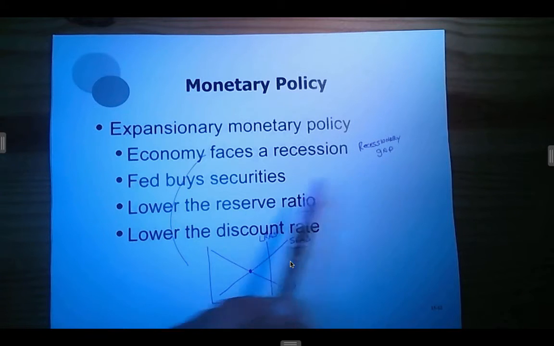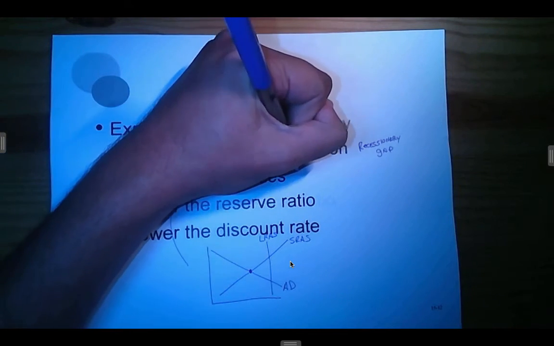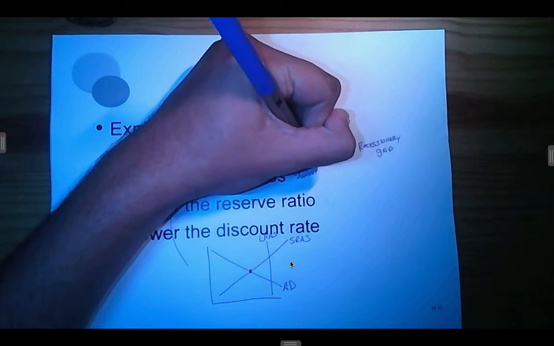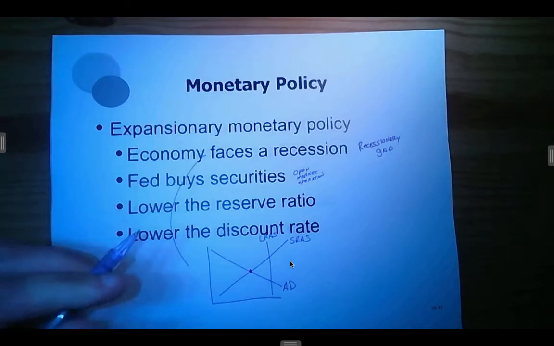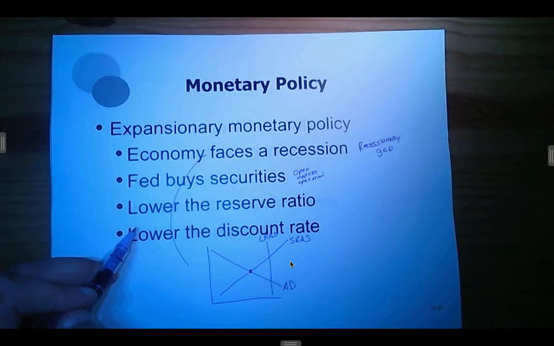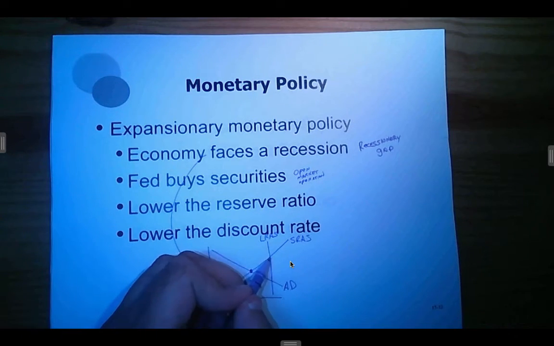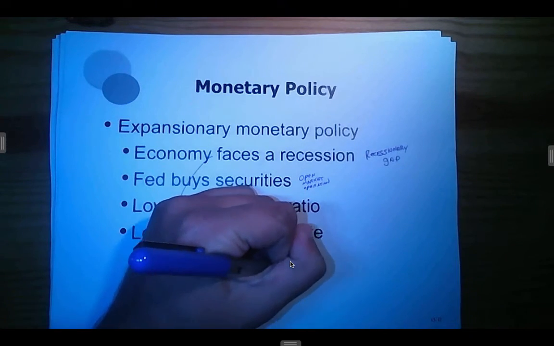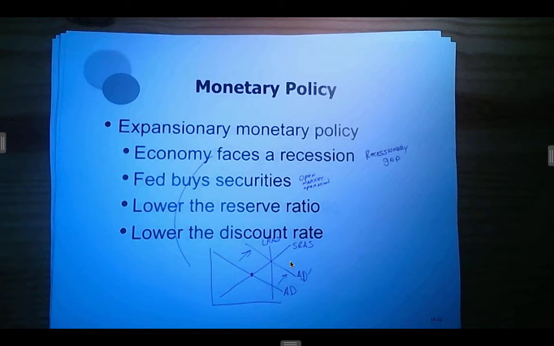So what would they do? They would either buy securities, that's our open market operation, they would lower the reserve ratio, or they would lower the discount rate. Doing any or all of these things would allow my AD curve to shift to the right and fix the problem.